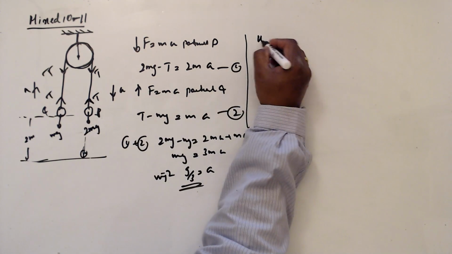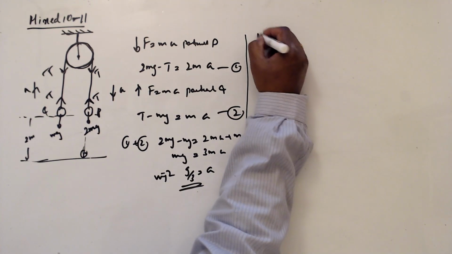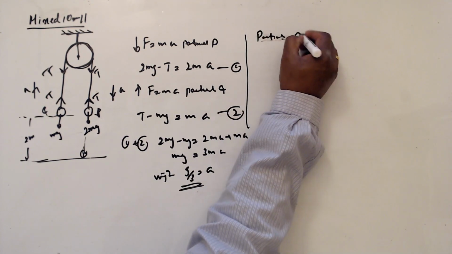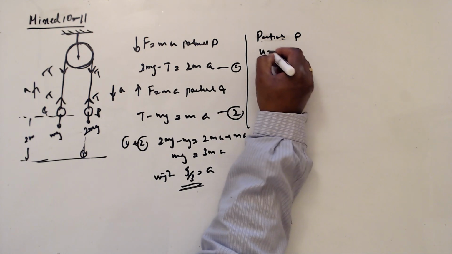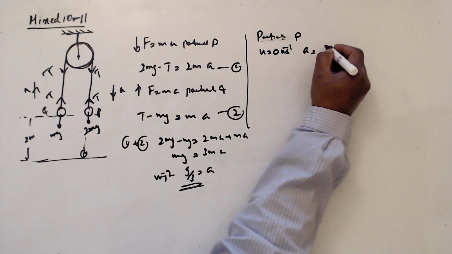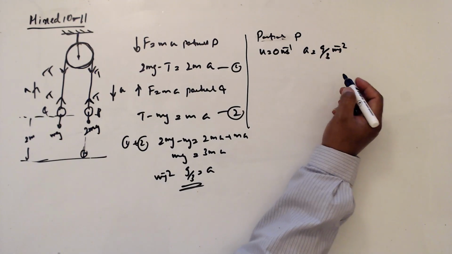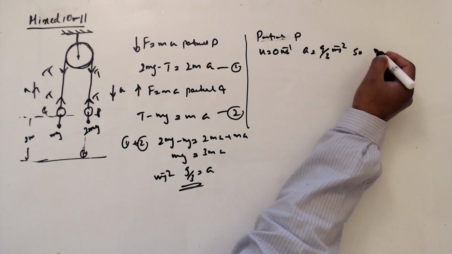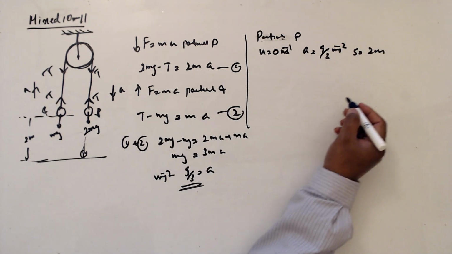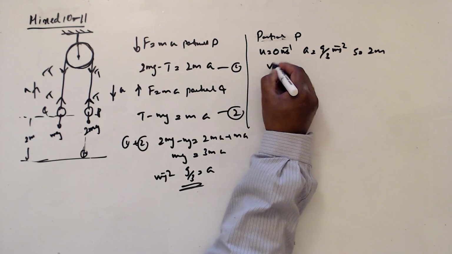So we will consider particle P. u equals 0 m/s, acceleration is g over 3 m/s², and distance is, we know, 2 meters. And we need to find the speed v.